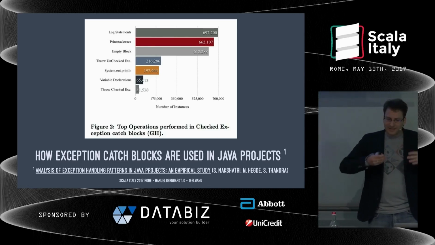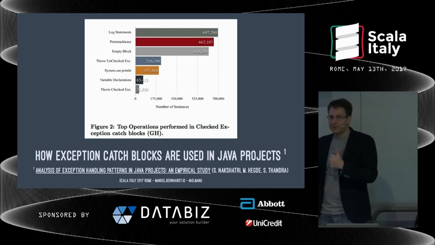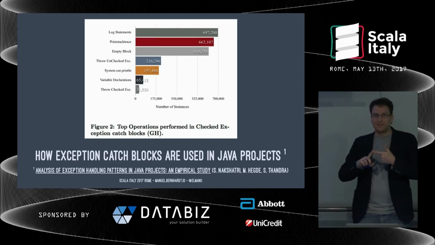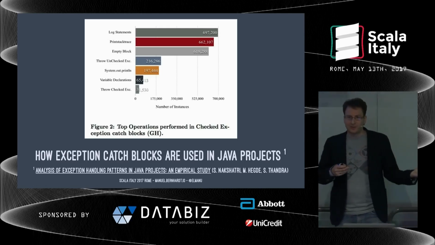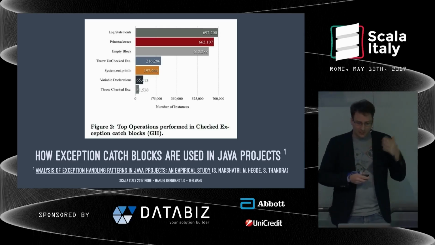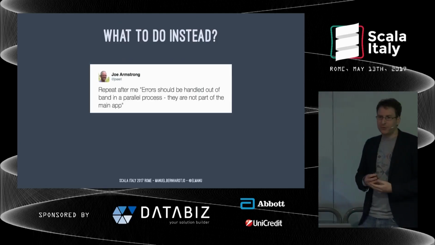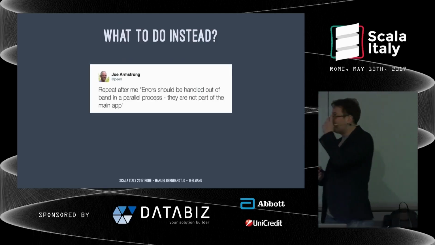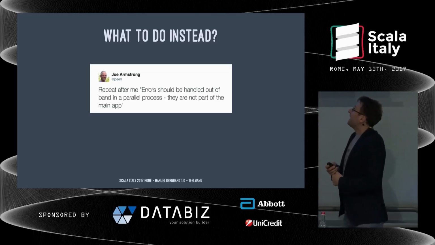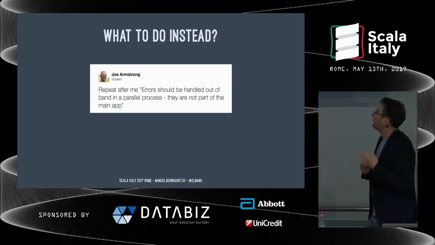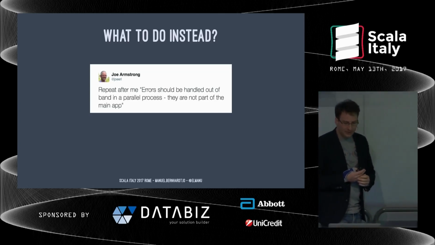You get this crash, and then the supervisor needs to decide what to do. Will it restart the actor? Will it stop it? Will it escalate the failure? Will it do something funky in between? We don't know, but there is a way to handle it. As Joe Armstrong, who developed the Erlang programming language, put it, repeat after me: errors should be handled out of band in a parallel process. They should not be a part of the main application.